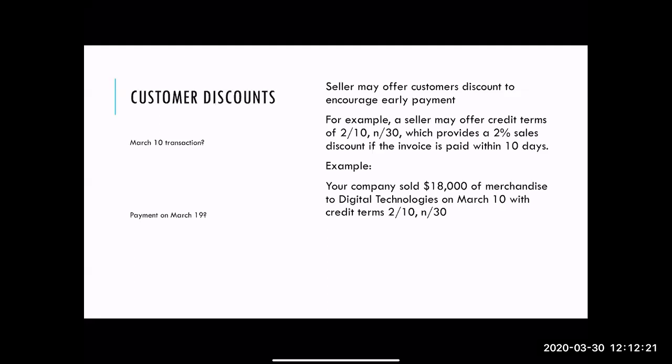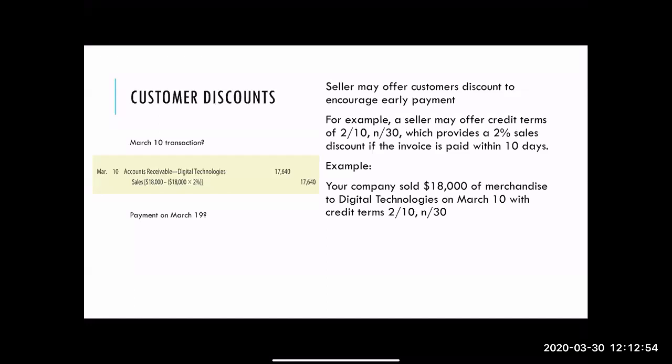So for example, a seller may offer credit terms of 2/10, net 30, which provides a 2% sales discount if the invoice is paid within 10 days. All right, so here's our example. Your company sold $18,000 of merchandise to Digital Technology on March 10th with credit terms 2/10, net 30. Now, before I reveal the answer, hopefully you can write down what this journal entry looks like.